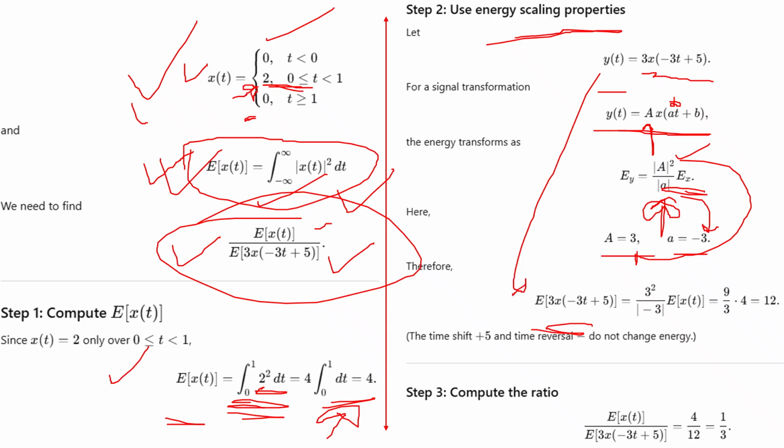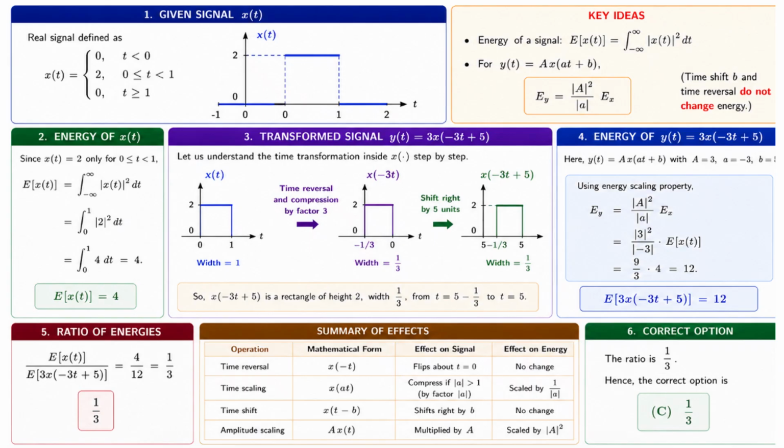So put in the values and you will get the energy of this particular E of 3x(-3t+5), which will be equal to how much? 12. So just take the ratio 4 by 12. So the answer is 1 by 3. You can see more detail here. This is the question already given here, and this is the technique to find the energy. And for y(t) = Ax(at+b), how will you find the energy? The amplitude squared divided by the time modification, times the energy of x. So use this technique to find the energy for both.